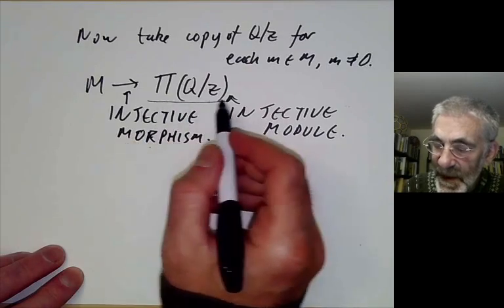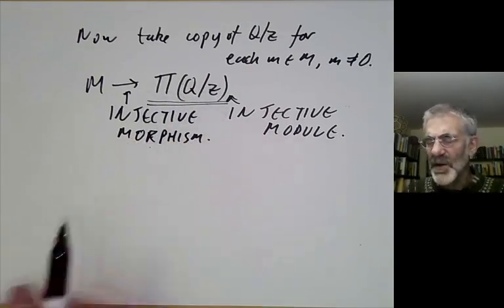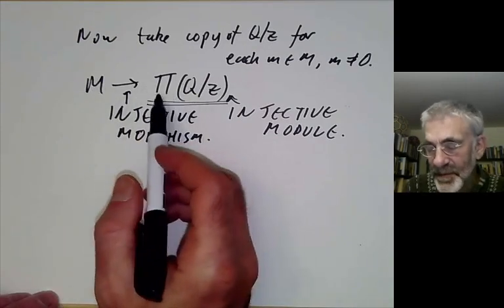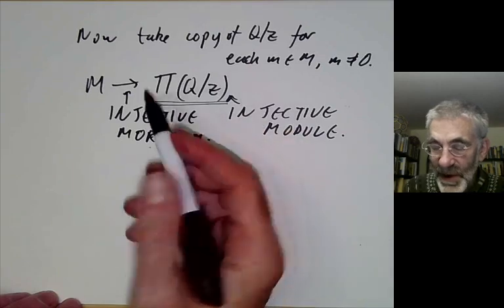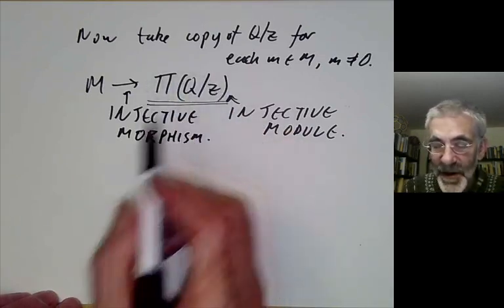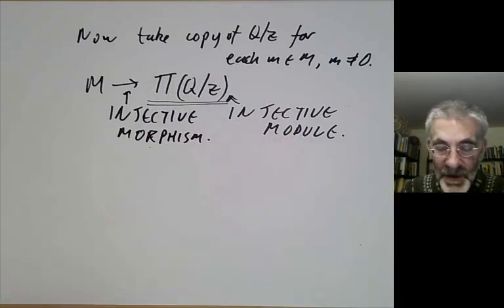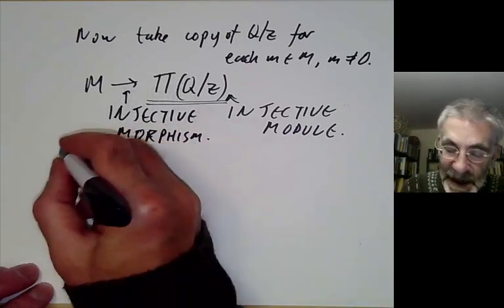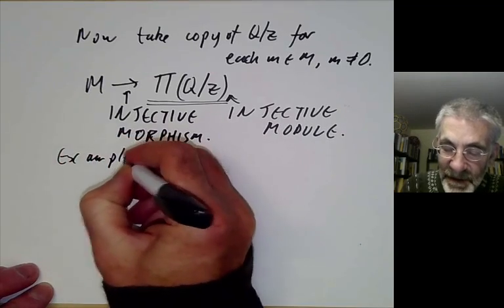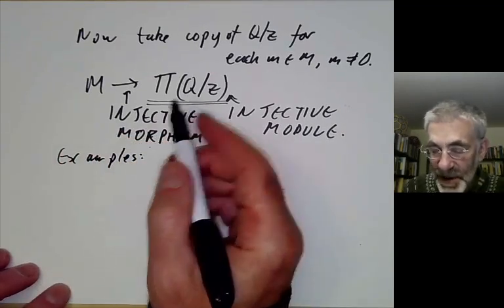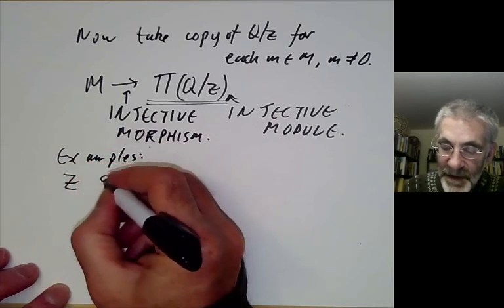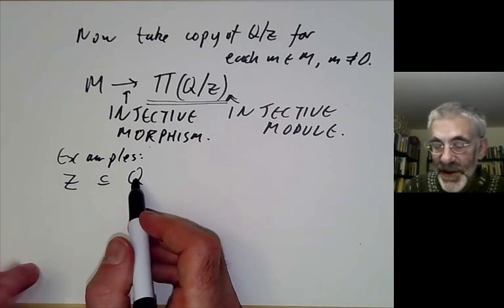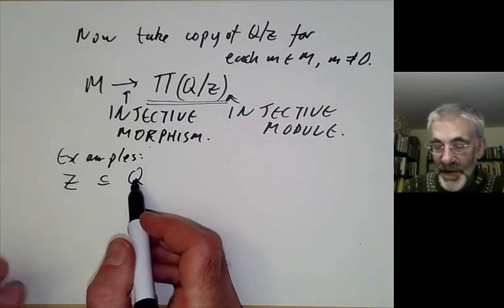Incidentally, this module is usually huge, at least if M is infinite, because it's going to be a countable or infinite product of usually infinite objects and will then generally be uncountable. We can usually find a rather smaller injective module containing M. So let's look at some examples of slightly smaller injective modules. First of all, for the integers, we can just embed them into the rational numbers, which is a lot smaller than doing this.